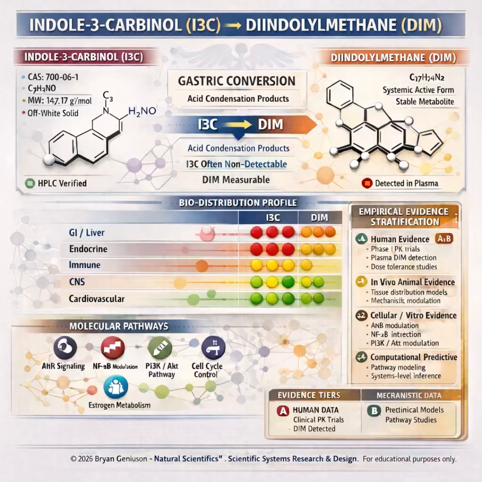Indole-3-Carbinol, or I3C, is an indole phytochemical with the molecular formula C9H9NO and a molecular weight of 147.17 grams per mole. In purified form, it appears as an off-white solid. From a natural occurrence perspective, I3C is not present in plants as a stable compound. It is derived from glucobrassicin, a glucosinolate found in cruciferous vegetables such as broccoli, Brussels sprouts, cabbage, and kale.